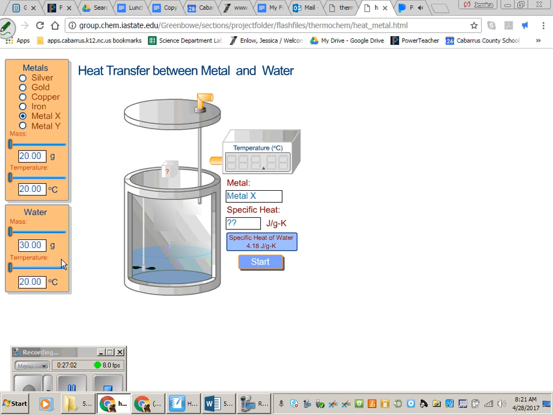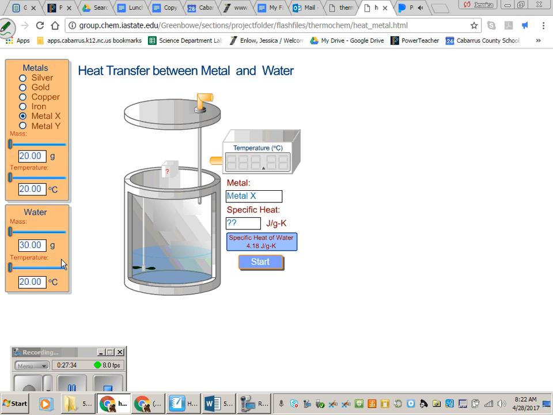So my metal has a mass of 20 grams, right? And it has a temperature initial, so Ti, of 20 degrees Celsius. But then I look down here at water, and I can see my mass of water is 30 grams. You guys still see that blue? It's looking okay. All right, but notice my two temperatures are the same. Are they going to exchange heat? They're already at thermal equilibrium, right? They're not going to exchange heat.